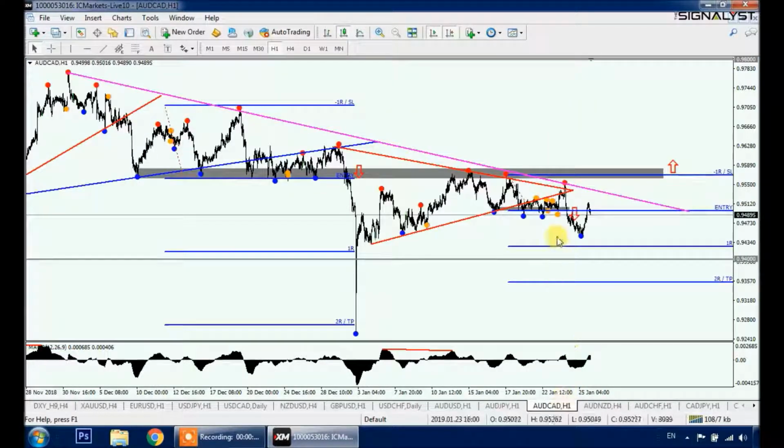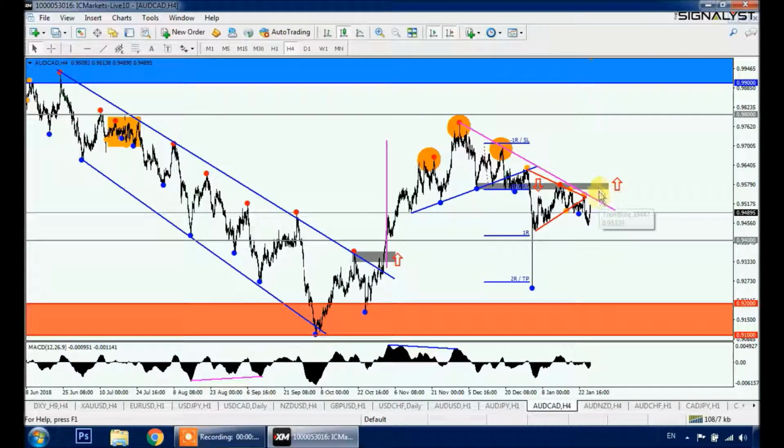AUDCAD, we are still holding a sell on H1, running around entry now. We entered because we had this divergence, symmetrical triangle in red, minor rejection zone in gray, and rejection of this long-term trend line in purple. AUDCAD is overall bearish as long as it's still below this long-term trend line in purple. And we will consider buying this one after a candle close above this rejection zone in gray.